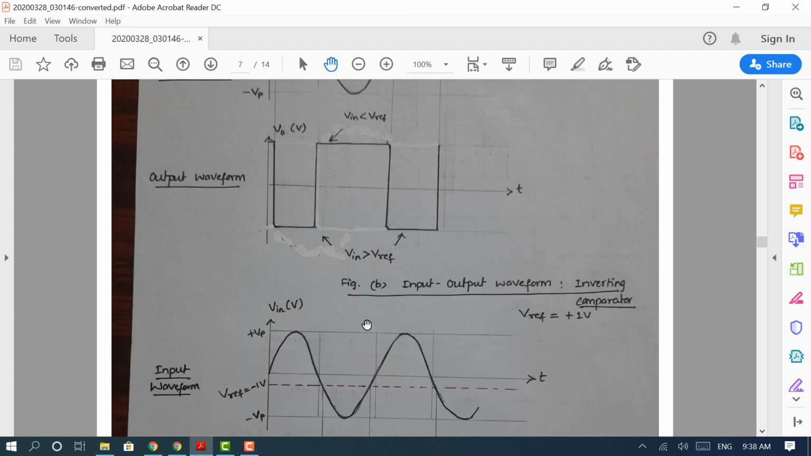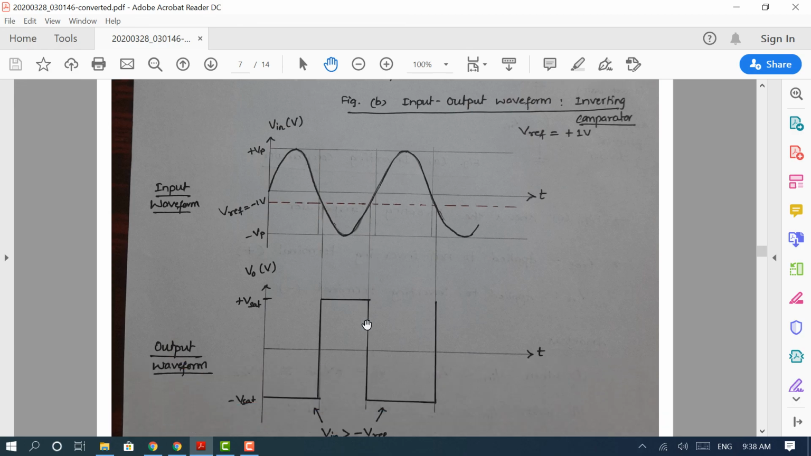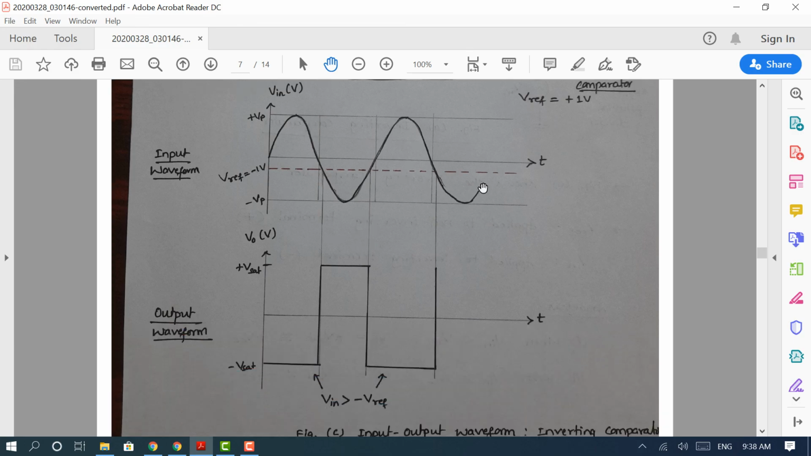When we change the reference voltage to negative, this is the waveform for negative reference voltage. In this case, we have assumed minus 1 volt. Again, input is a time varying signal, reference voltage is negative. Now let us analyze the case for this. When the input is now greater than the reference voltage for this entire cycle, look at the circuit.